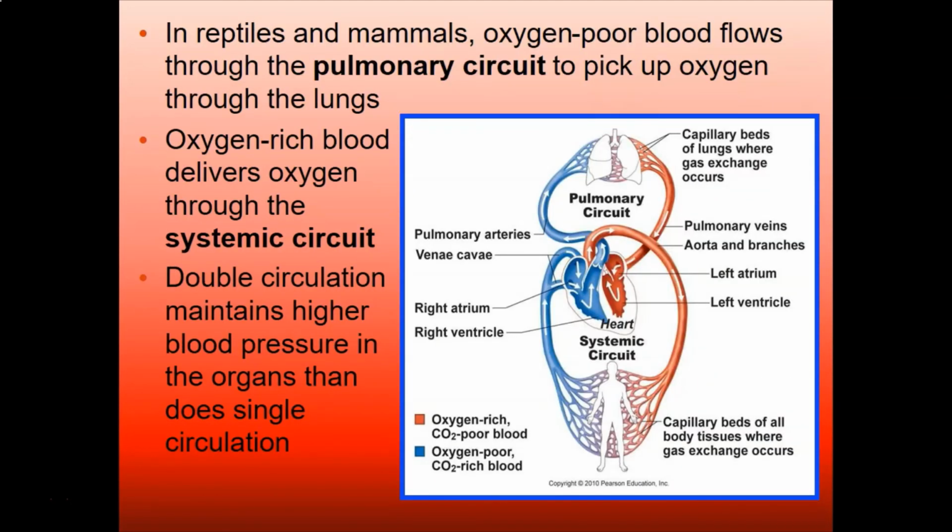In reptiles and mammals, oxygen-poor blood flows through the pulmonary circuit to pick up oxygen, like we just said, and oxygen-rich blood delivers oxygen throughout the systemic circuit. So all the way down to your toes, you have little capillaries there. Double circulation maintains higher blood pressure in the organs than does single circulation. We'll also be talking about that this unit, your blood pressure and how to test it and how it changes as it travels through these blood vessels.